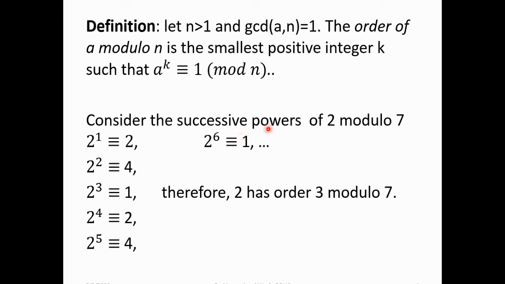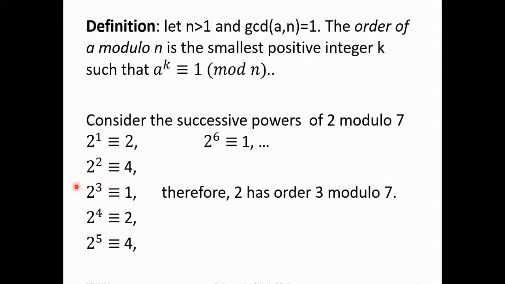So consider the successive powers of 2 mod 7. We are taking modulo 7 here in this example. Consider 2 to the power 1. This is 2 only, so under modulo 7 that will be 2. 2 square is 4, so congruent to 4 mod 7. 2 cube is 8, so under modulo 7 it will be 1. Similarly 2 to the power 4 is 16, so that is congruent to 2 mod 7. 2 to the power 5 is congruent to 4 modulo 7. 2 to the power 6 is congruent to 1 modulo 7.